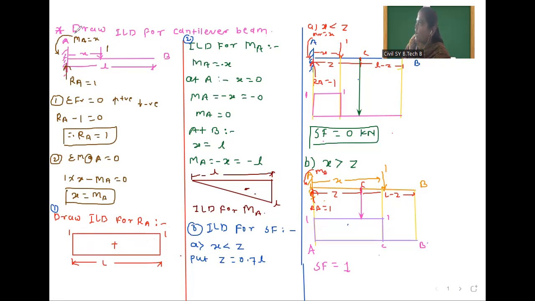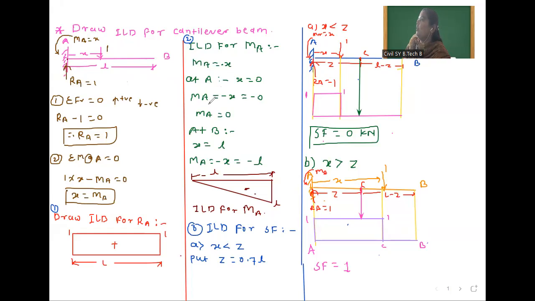After that, you have to draw ILD for MA. So the value of MA is equal to X. But this moment pushes the beam downward. That's why M which is equal to minus X we have assumed here. After that, we have calculated the value of moment at A point. Whenever we calculate at A, we will put X which is equal to 0.